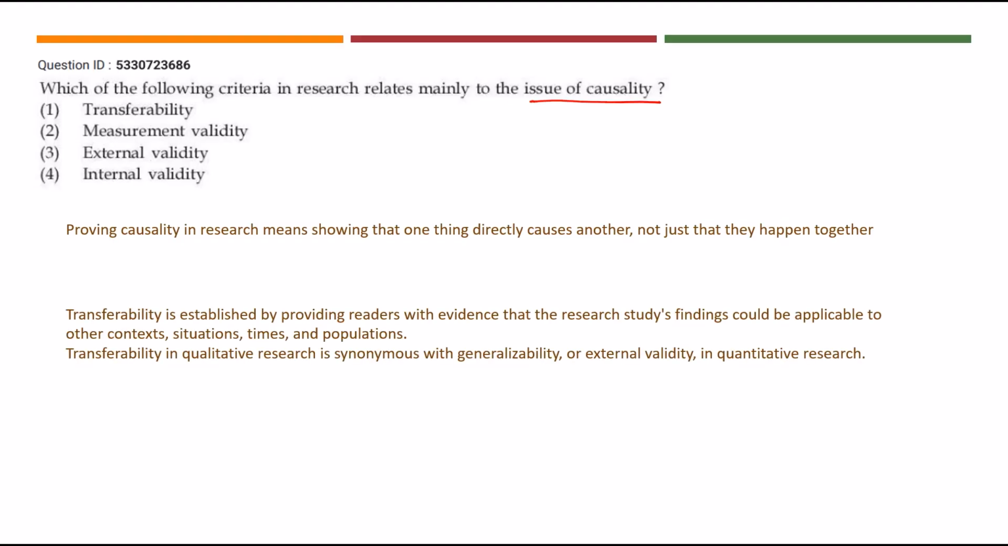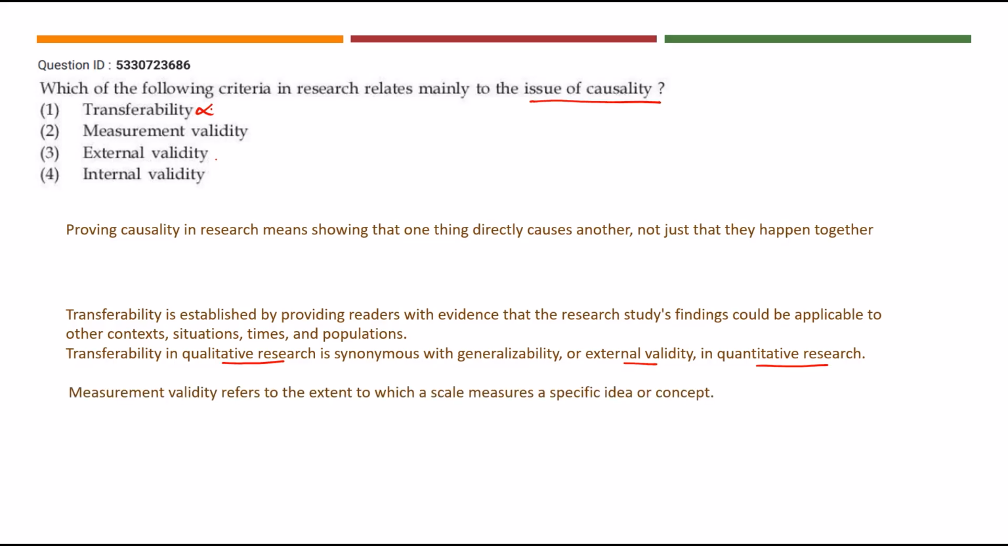What is transferability? It is established by providing readers with evidence that the research study's findings could be applicable to other contexts, situations, times and populations. So in qualitative research, transferability is synonymous with generalizability. In quantitative research, it is synonymous with external validity. So it's about providing readers with some kind of evidence. So it is not talking about the cause and effect here. Transferability will be out of the race.